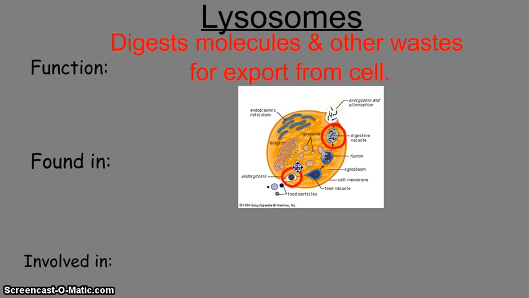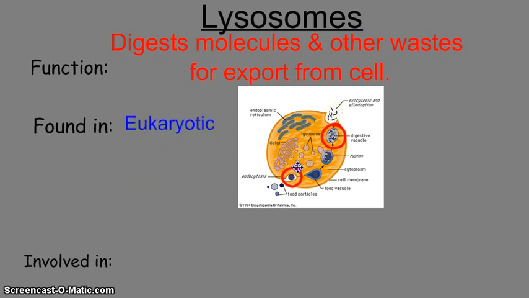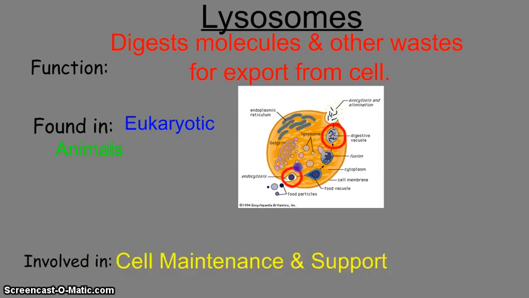It digests molecules and other wastes for export from the cells. And so you'll start to see these things being formed, and that's what their job is. They are found in eukaryotic cells only, and in animals only. Okay, so that's kind of what we're doing, and it's involved in cell maintenance and support.